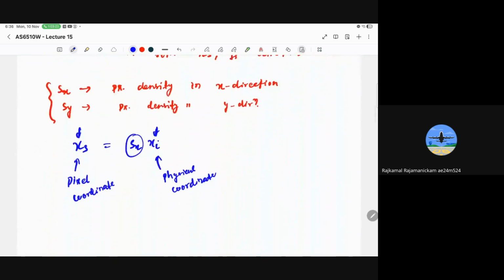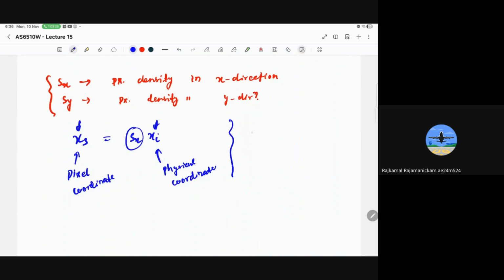Similarly, you can define the relation for the y coordinate in pixel coordinates. So ys in the digital image is equal to, you can make use of the pixel density in the y direction, that is Sy into yi.